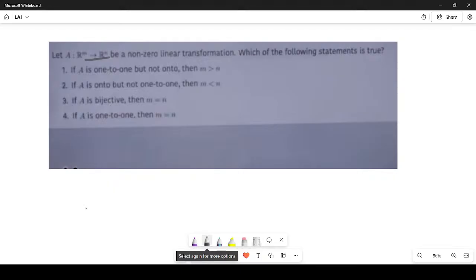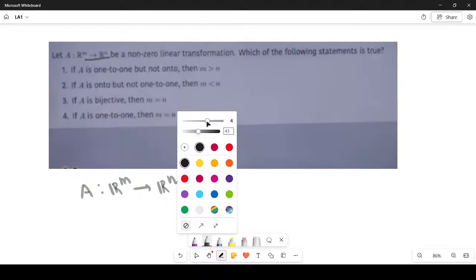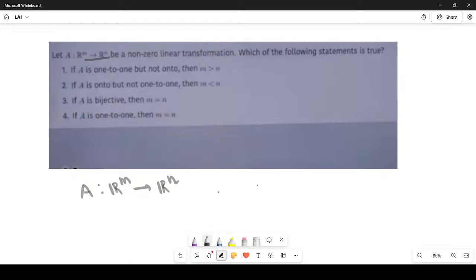Okay, now as we know from the rank nullity theorem, if A from Rm to Rn is a linear transformation, then by the rank nullity theorem we can write that rank of A plus nullity of A is equal to the dimension of V. Since Rm over R, both over R, has dimension m, this will be m.